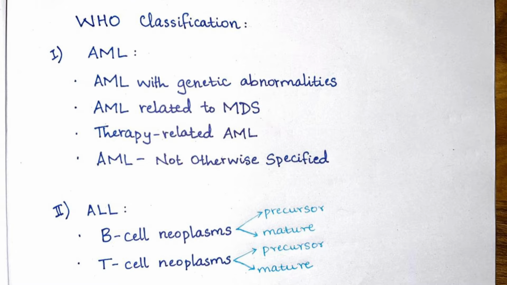Coming to the WHO classification of acute leukemia, acute myeloid leukemia can be divided into mainly 4 types: AML with genetic abnormalities, AML related to myelodysplastic syndrome, therapy-related AML, and AML not otherwise specified. Acute lymphoblastic leukemia can be divided into 2, B-cell neoplasms and T-cell neoplasms. Each can be further divided into 2, precursor cell neoplasms and mature cell neoplasms.